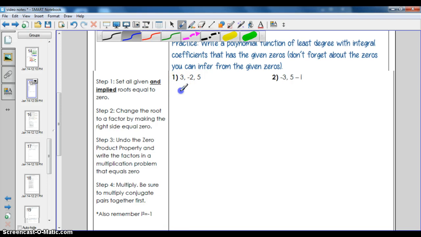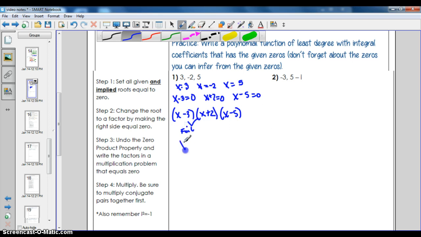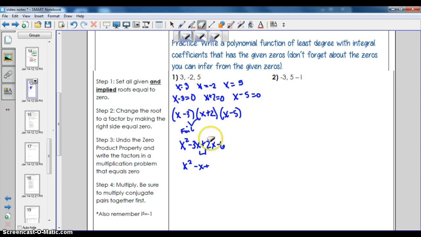So let's take a look here. Setting each of these equal to x. Setting them back equal to 0: x minus 3 equals 0, x plus 2 equals 0, x minus 5 equals 0. So now putting those in parentheses: x minus 3, x plus 2, and x minus 5. Now we can go ahead and FOIL these two. x squared minus 3x plus 2x minus 6, combining like terms. So it's x squared minus x minus, oops, looks like a plus now, minus 6.